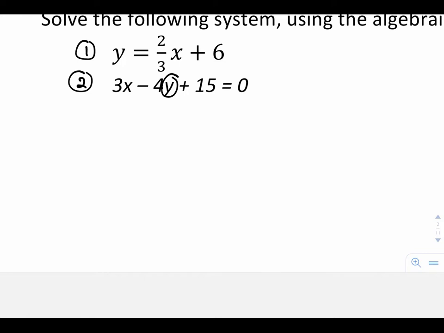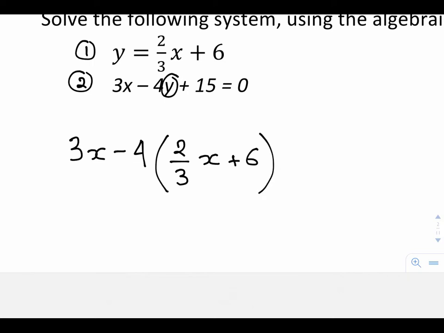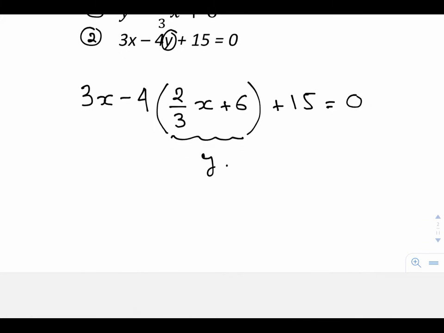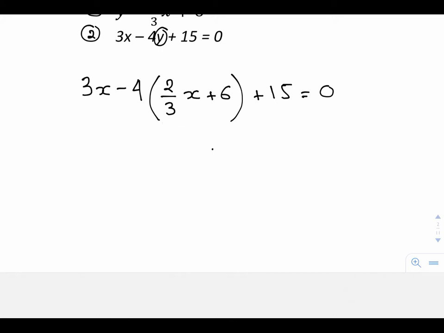So what does it look like? Well, I'm just going to copy it, 3x minus, but instead of 4y, I'm going to replace that y with (2/3 x + 6), close bracket, plus 15 equals 0. So this here is just y in terms of x. And at this point, I can continue my work by expanding, collecting like terms, and solving for x. So let's do that right now.